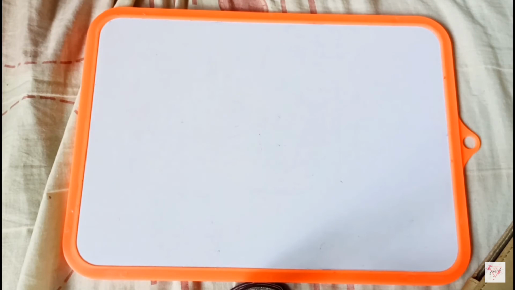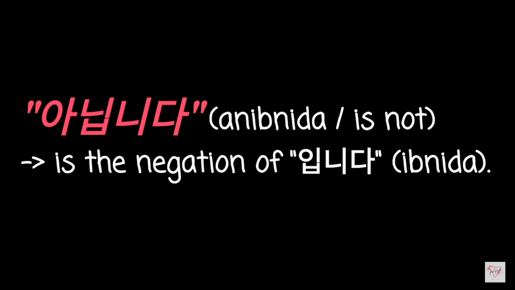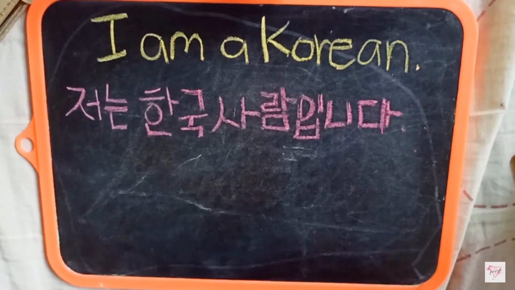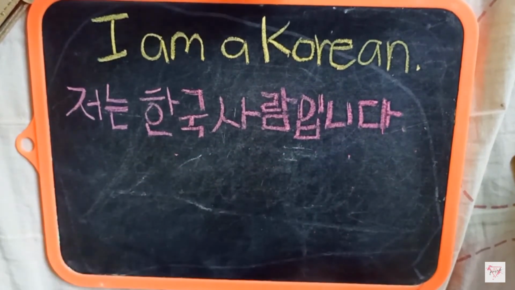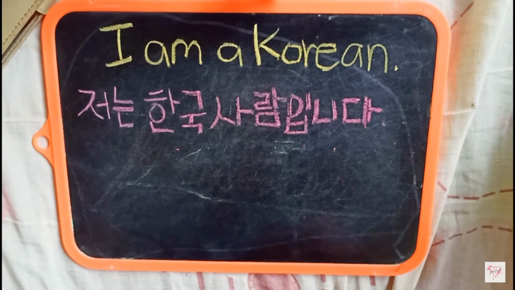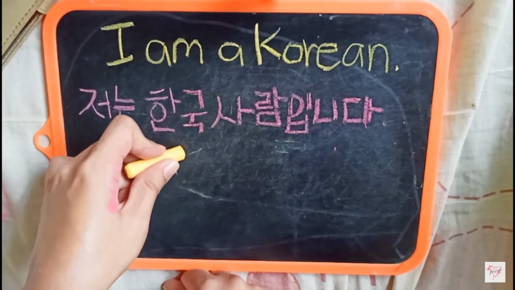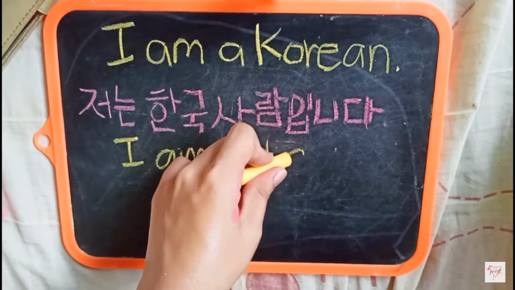In this unit, we will find out how to make the negative form of ibnida sentences. Animnida is the negation of ibnida. On our previous lesson, we learned that I am Korean is Chunun Hangeul Salam ibnida. Today, we're going to learn how to say I am not a Korean.